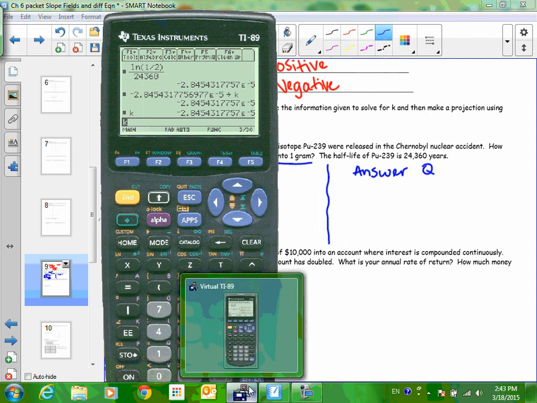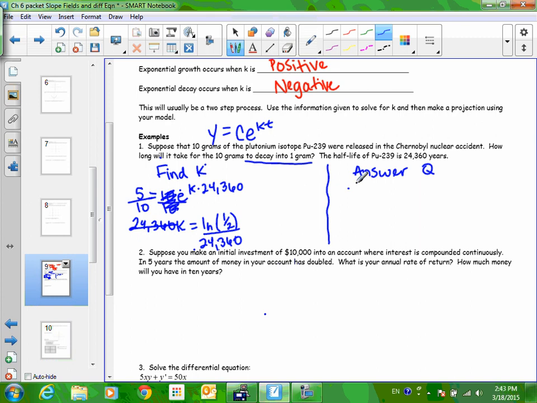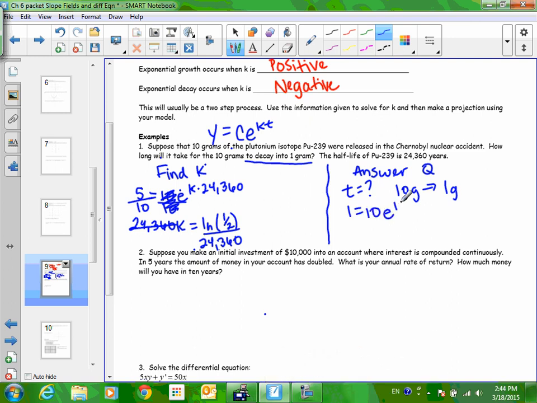So what we want to do now is do the second part. How long? What are they asking you to find when they ask you how long? Time. So we want to say, what is the time for 10 grams to decay into 1 gram? So this 1 gram is the new Y value. It's saying when you only have 1 gram left and you start out with 10 grams, what is the time?